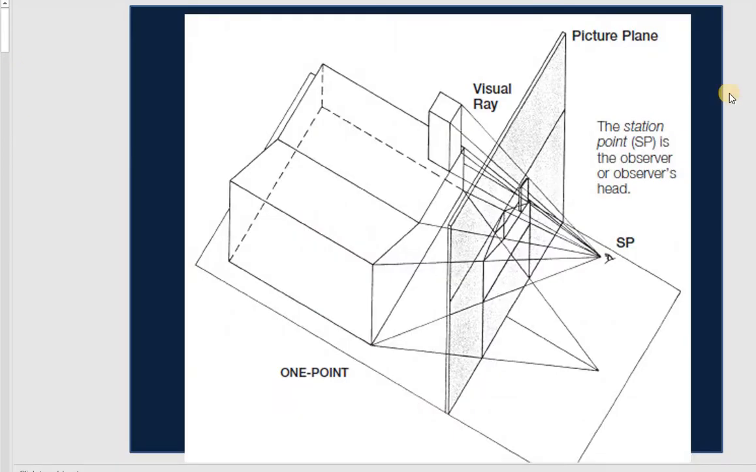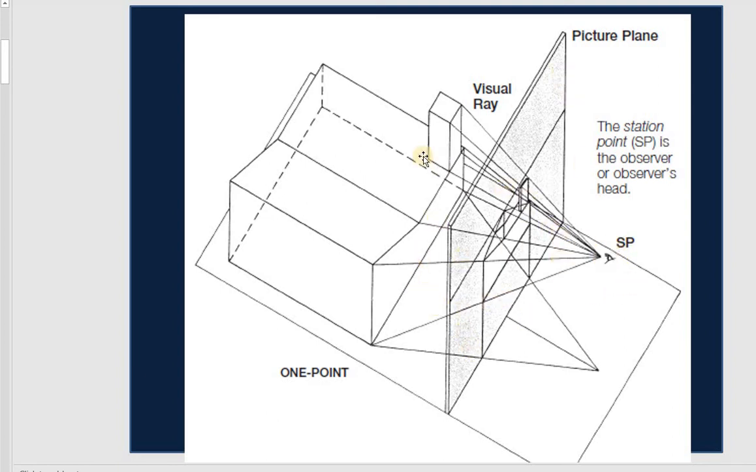This is one of the pictures that shows you one of the definitions I talked about with you at the beginning. So look at this. This is the object. You see that this is the object, and when you stay here, it is called the station point, where you stay to look at the object.